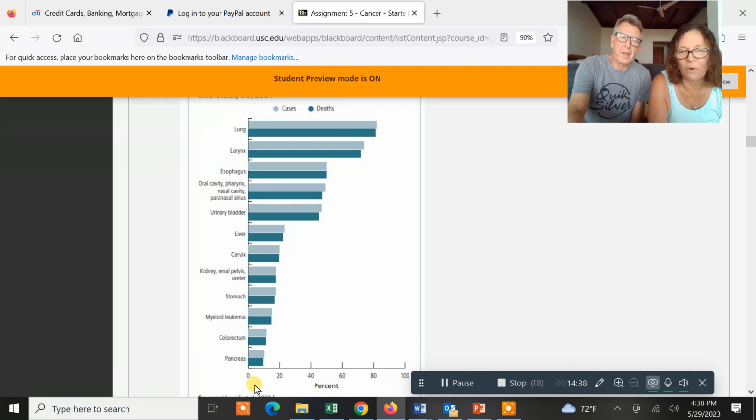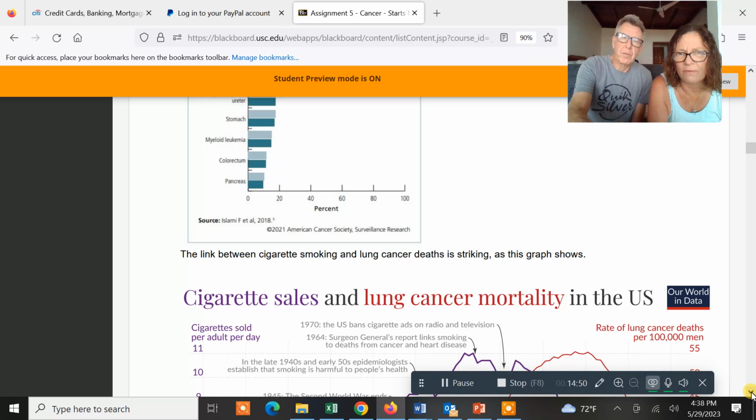So these are the percent of cases and percent of deaths attributed to cigarette smoking. The lighter line is cases, the darker line is death. So that should be kind of sobering. And that's among cigarette smokers.